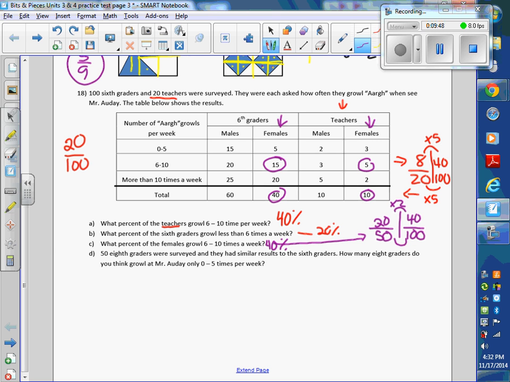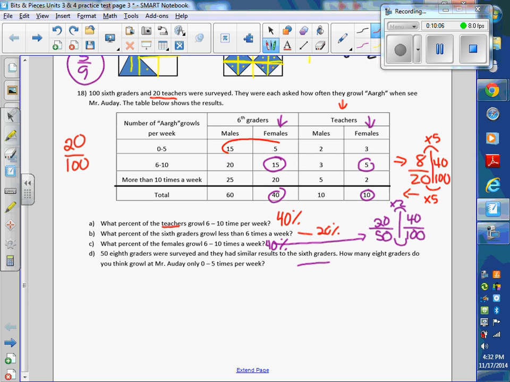Fifty eighth graders were surveyed, and they had similar results. So they're saying it's going to work the same way as the 6th graders. How many 8th graders do you think growl at Mr. Audet only 50 times per week? This was kind of like one of our homework problems.